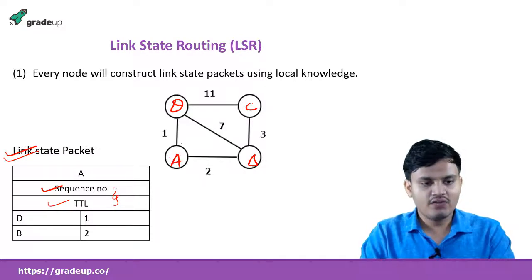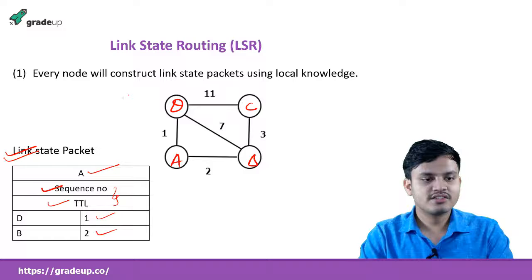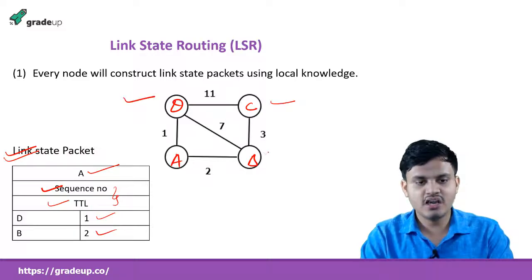Now at A, you see B and D are connected. So using local knowledge, what I write is: I can reach D by 1 unit and B by 2 units. So I have written 1 unit and 2 units. This packet will be created by A, and similarly by D, C and B.